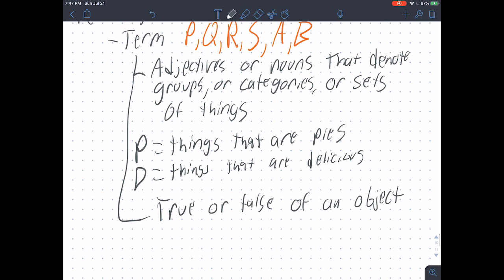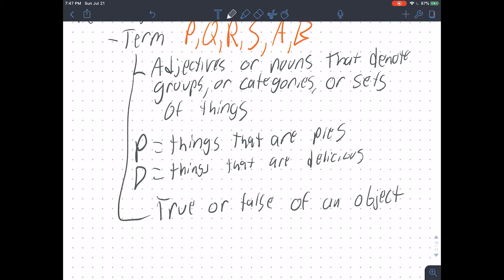Right, so if we were to say that you were a pie, that would be false. It is false to say of you that you are a pie. It is true to say of all pies that they are pies, right? It would be true to say of you that you are a UCSC student, and there the UCSC student is a term that denotes a group of things.